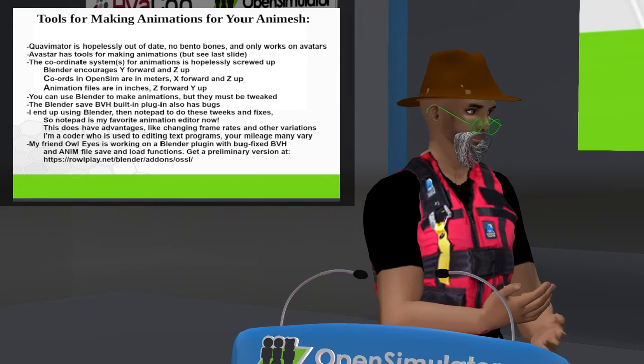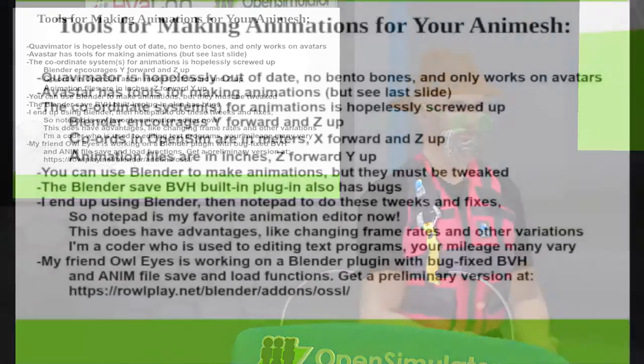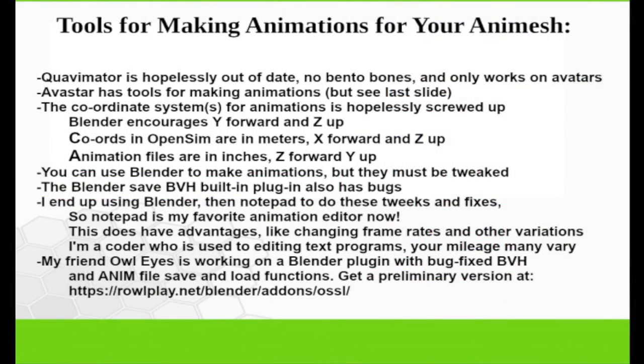Now, Avastar has some very impressive looking tools for making animations, but I haven't used them. I'm hoping that Bento Buddies has tools like that. And Blender, of course, can do anything, Blender knows how to make animations. But if you try and use Blender, it doesn't work out very well. It needs a plugin like Avastar to help you.